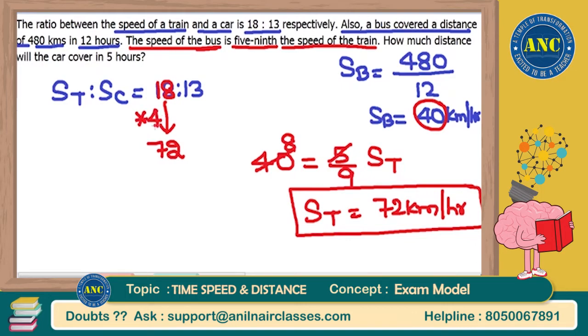18 into 4 is 72. Similarly, 13 also multiply by 4. 13 into 4 is 52. That means the speed of the car is nothing but 52 kilometers per hour. Right? It is 52 kilometers per hour.